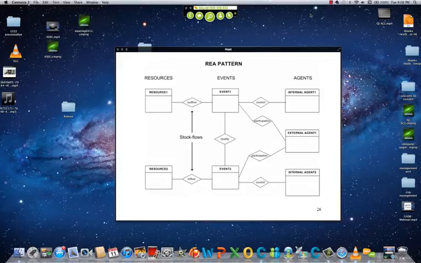Good. So here is how it would look. We'll create REA, those EER diagrams, something like this. On the left side, we will have resources. In the middle, we will have events. On the right side, we will have agents. Okay? So resources are something valuable, something scarce. Events are those business events which usually result in decrease or increase of a resource. Agents are participants in those events. Okay.